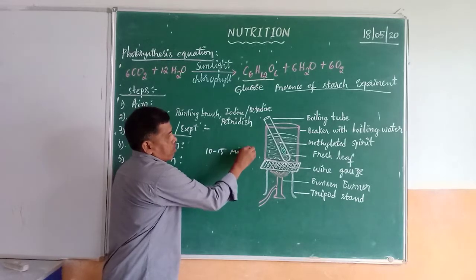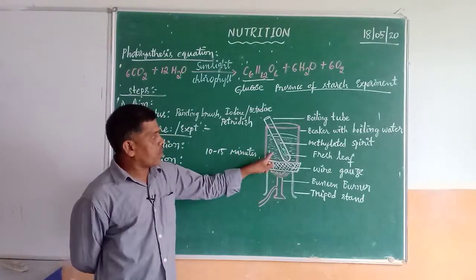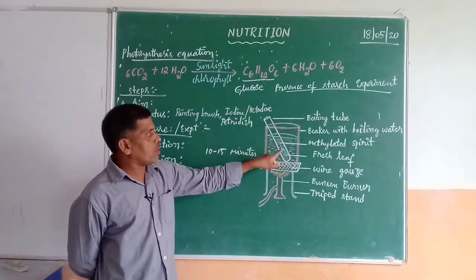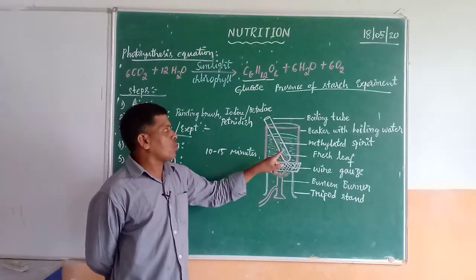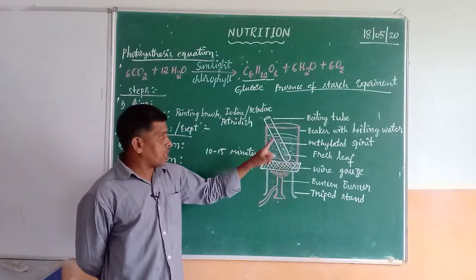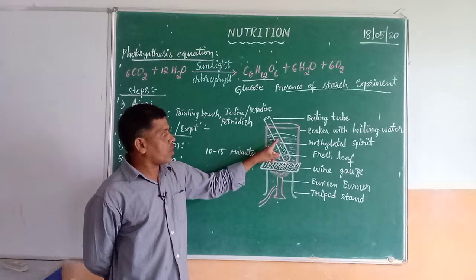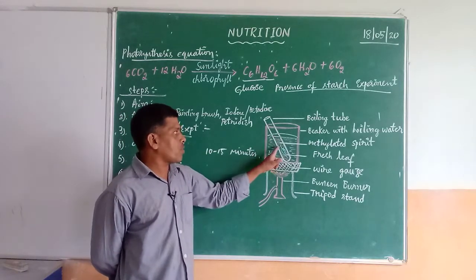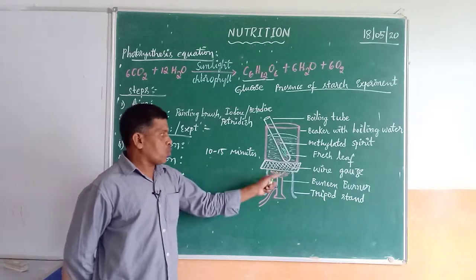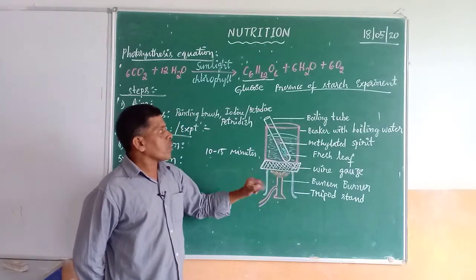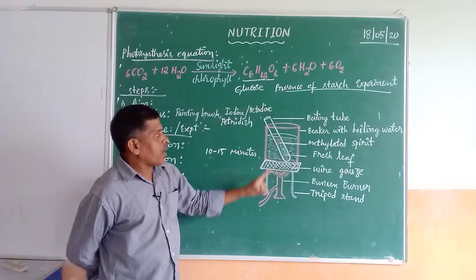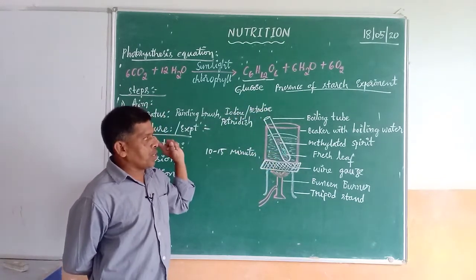So boil the water, the contents in the beaker, for 10 to 15 minutes. Slowly the color of the green leaf becomes faded or pale, because the chlorophyll present in this leaf gets dissolved in the methylated spirit. So it gives a pale, light-colored appearance. After 10 to 15 minutes, put out the Bunsen burner, then slowly remove the boiling tube from the beaker and transfer the leaf into a petri dish.